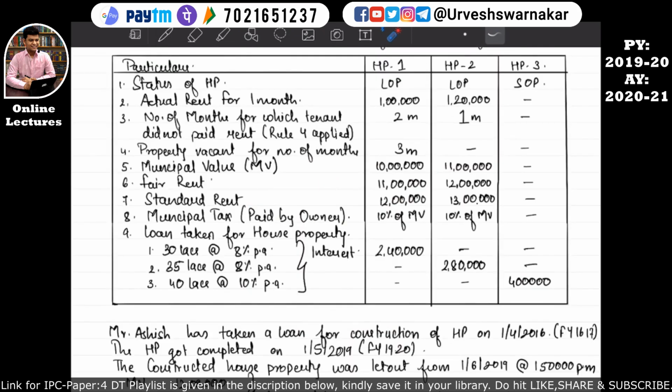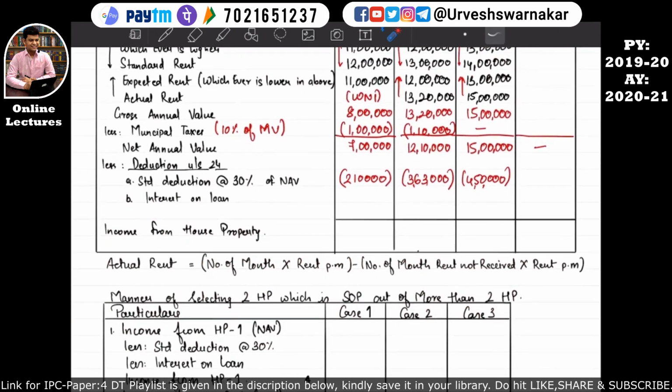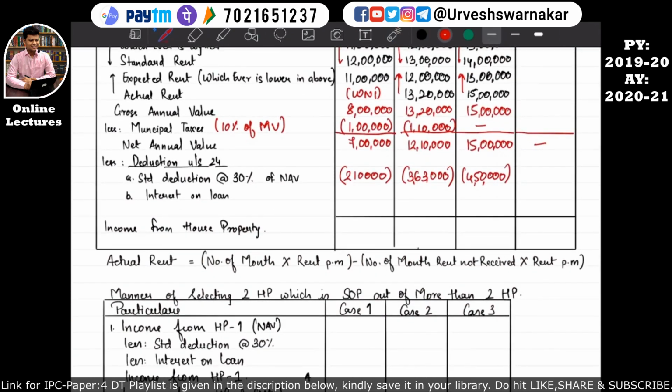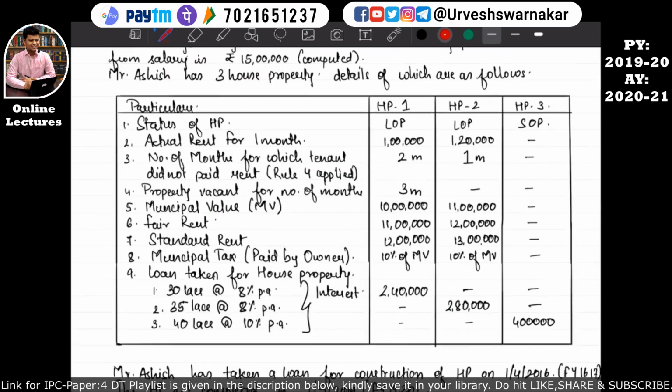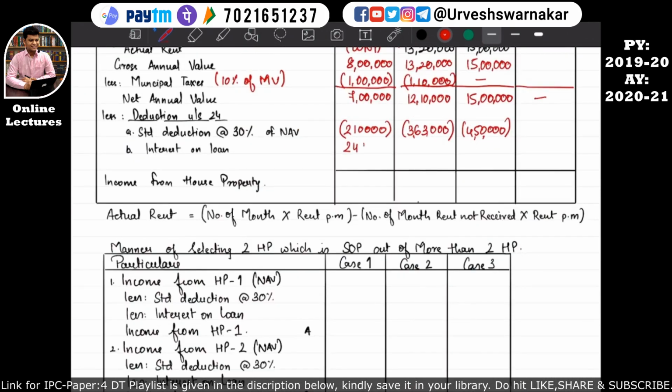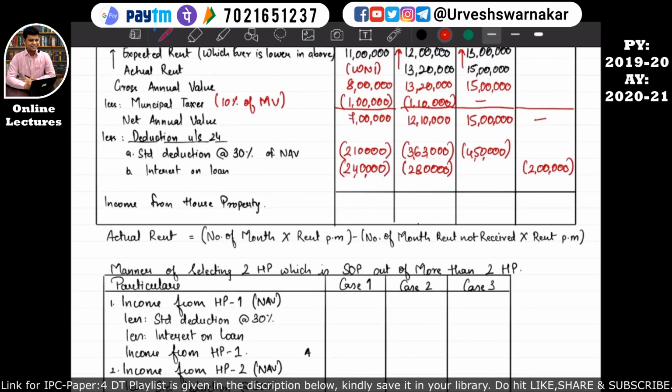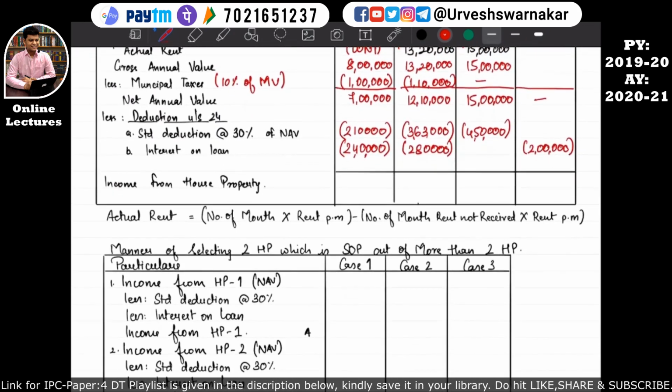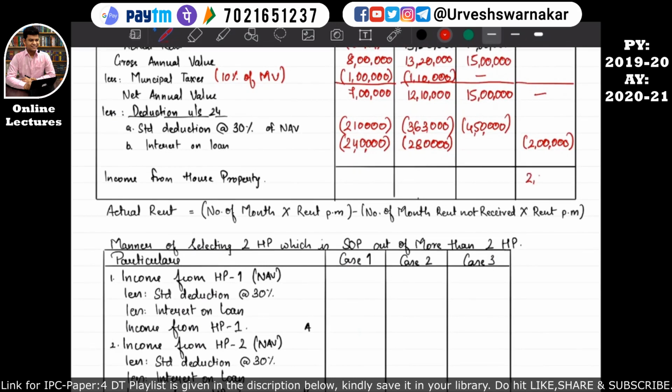So now let's move back to our format and let's feed that detail. The interest on the loan in case of house property 1, that is a let out house property, is 2,40,000, and for house property 2 is 2,80,000. So we will just feed those details: 2,40,000 and 2,80,000. I hope this is quite clear to you all. And in case of the self-occupied house property, the maximum limit is 2 lakh. So income from house property in case of house property 3, that is self-occupied house property, is 2 lakhs. I hope this is quite clear. That is a loss of rupees 2 lakhs.